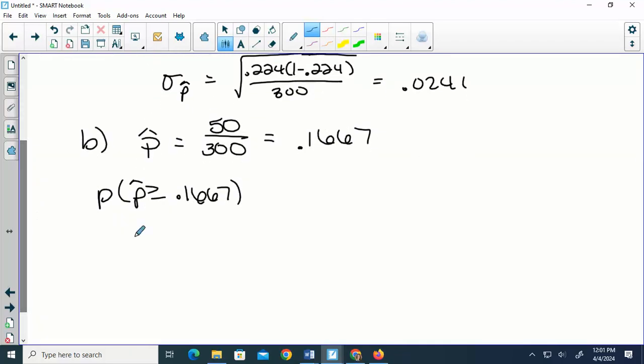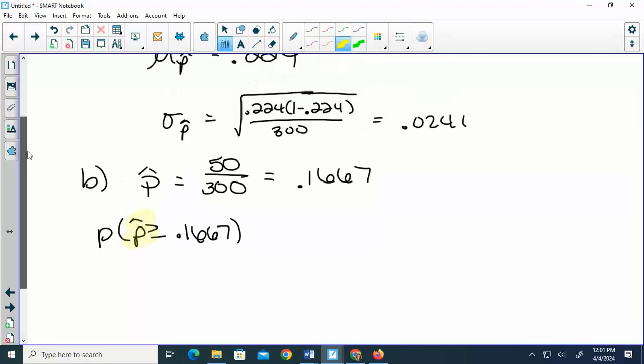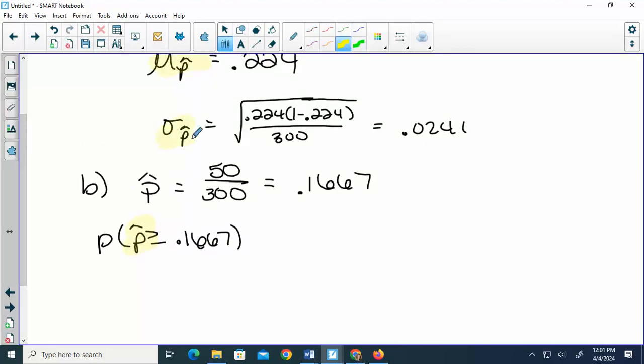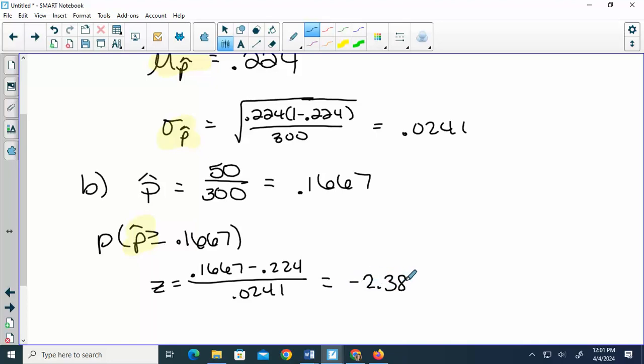So now it's like the others. We need to get our z. Since our variable is p-hat, we have to use the mean and standard deviation for p-hat. So z is our value minus the mean divided by the standard deviation. We get a negative 2.38.